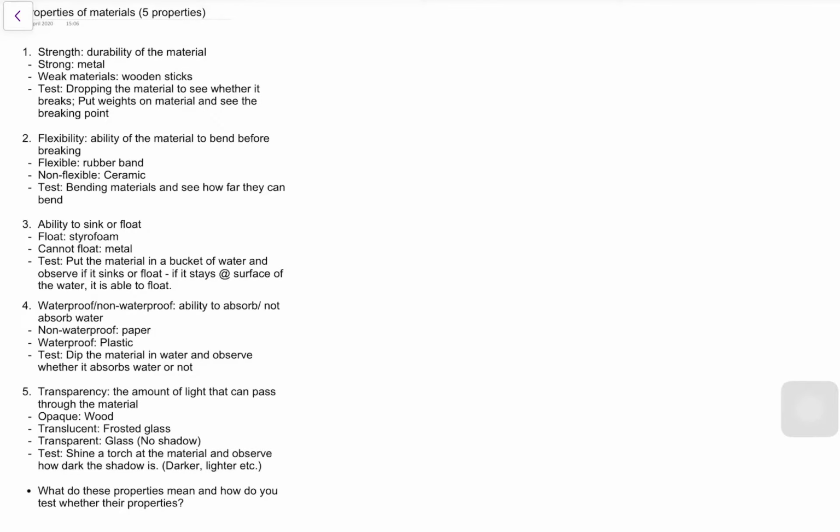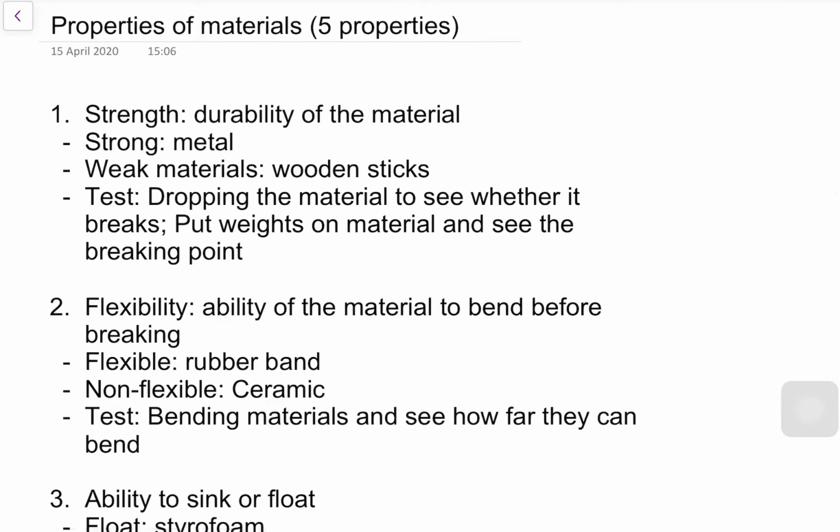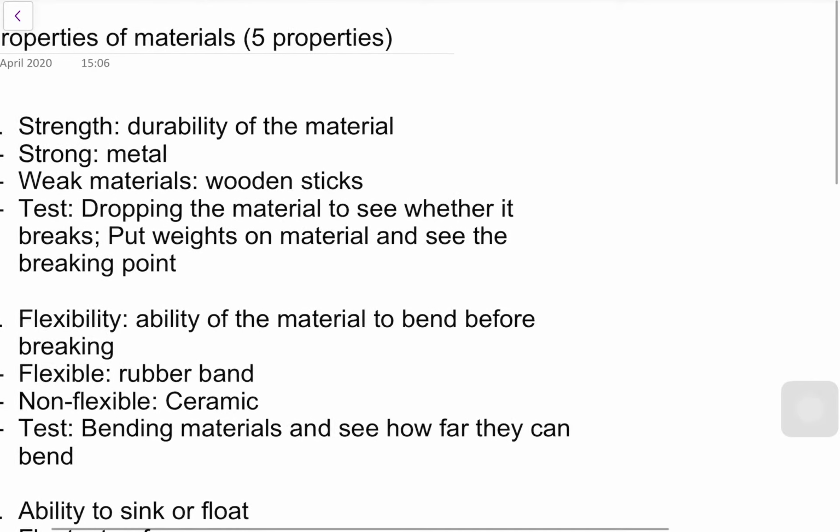Okay, hello everyone. We will be going through the topic of materials today. So there are various sections to this lesson. So do watch this video slowly, and if you do not understand any parts of it, do revisit this video. Okay. So the first part of the lesson would be asking ourselves about the properties of materials.